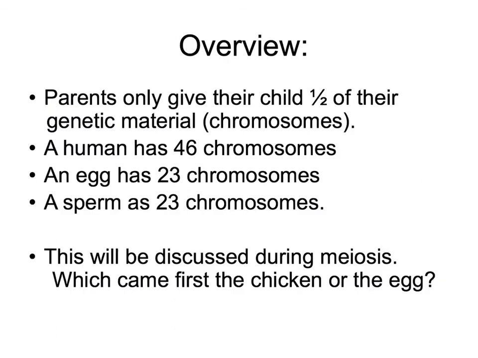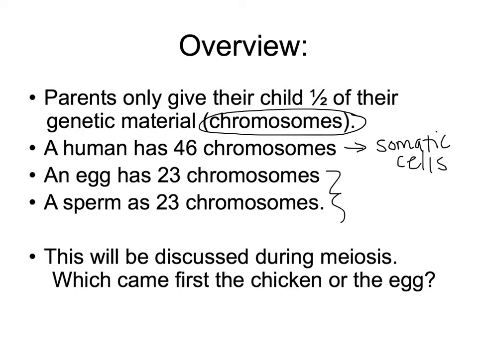A reminder, this is why we started with meiosis: parents, through sexual reproduction, can only give their child half of their genetic material or half of their chromosomes. Humans, in our somatic cells, we have 46 chromosomes. However, in our sex cells, in our gametes, we only have half that genetic information, or 23 chromosomes. Meiosis is the process by which we go from a diploid cell to that haploid cell.